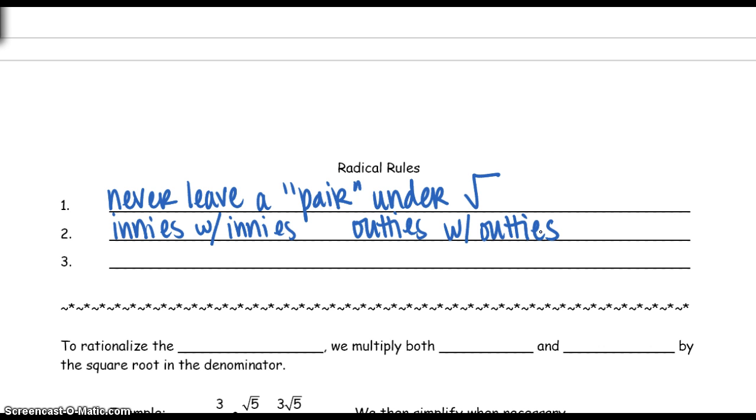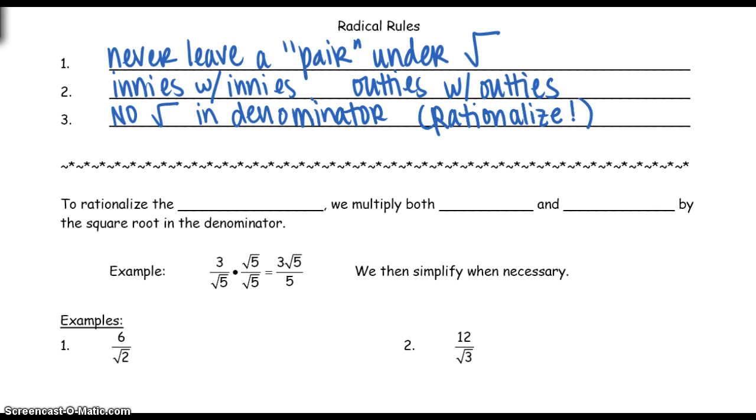And then the last thing that might be totally new to you is you can have no radical in the denominator. Oops, I spelled that wrong. Denominator, okay? What you're going to have to do is something called rationalizing. You're going to have to rationalize it. So never leave a pair under the radical, innies with innies and outies with outies, and no radical in your denominator. That's going to be new for you, rationalizing.